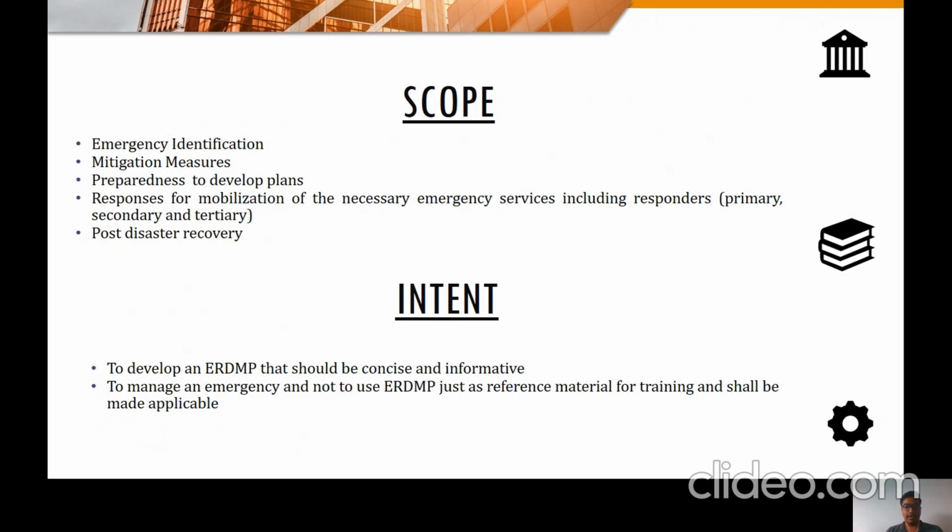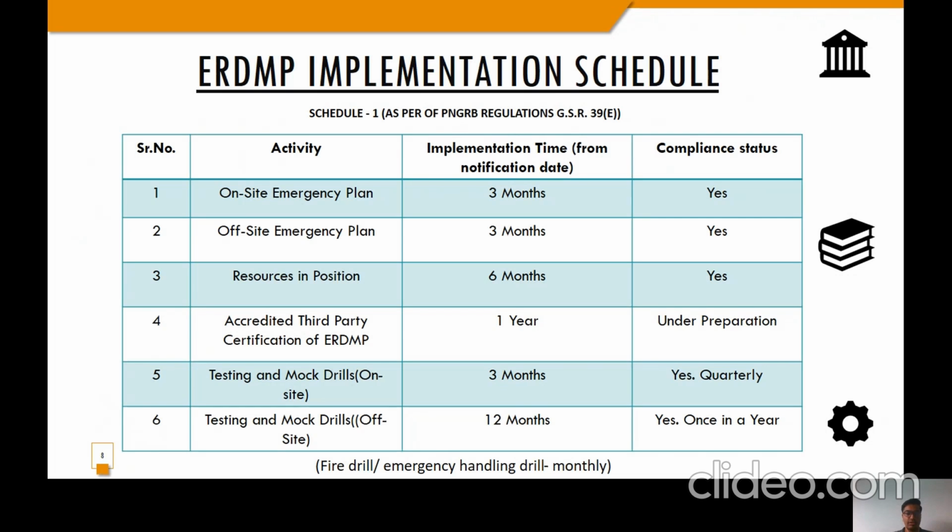Now we're talking about the ERDMP implementation schedule. There are basically 6 types of activities we should include in Schedule 1 as per the PNGRB regulation. First activity is the on-site emergency plan. For that, implementation time required is around 3 months. For compliance status, yes. Second is the off-site emergency plan. For that, implementation time from the notification date is around 3 months, and compliance status is yes.